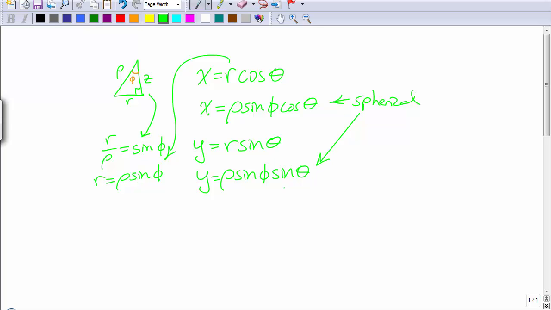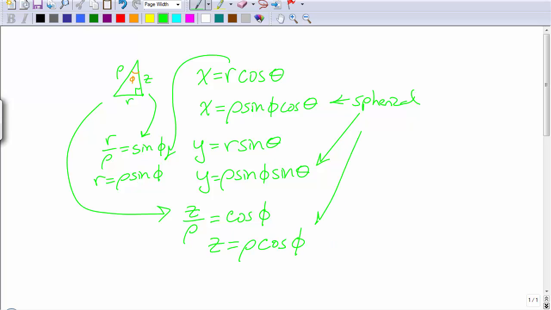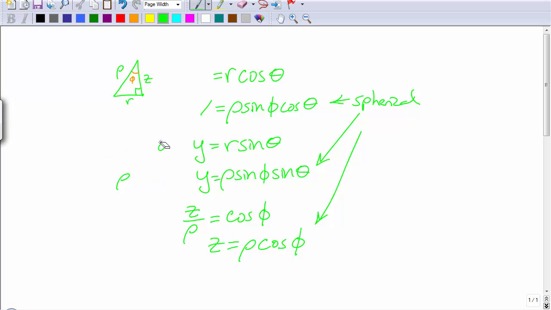So how do we get the relationship for z? Well, if we look back at the triangle, we can see that z is adjacent to angle phi. Adjacent over hypotenuse rho would then be cosine phi. Therefore, z equals rho cosine phi. And we have our relationships for spherical coordinates. Other relationships to consider go in the opposite direction.